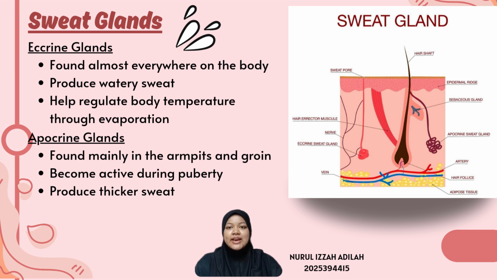Next are the sweat glands. There are two main types of sweat glands, eccrine glands and apocrine glands. Eccrine glands are found almost all over the body. They produce watery sweat, which evaporates from the skin surface and helps cool the body during hot weather or physical activities. Apocrine glands are mainly found in the armpits and groin. They become active during puberty and produce a thicker type of sweat. When this sweat is broken down by bacteria on the skin, it can produce a body odor.